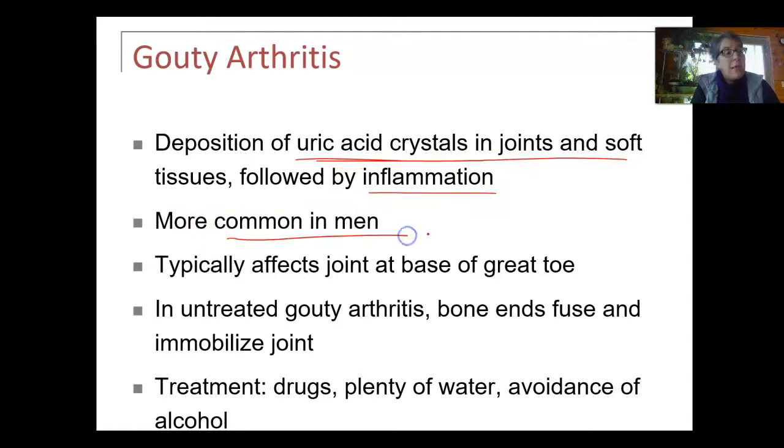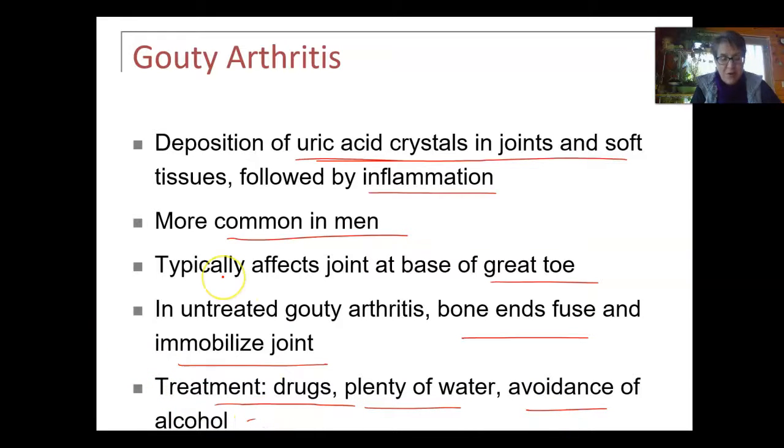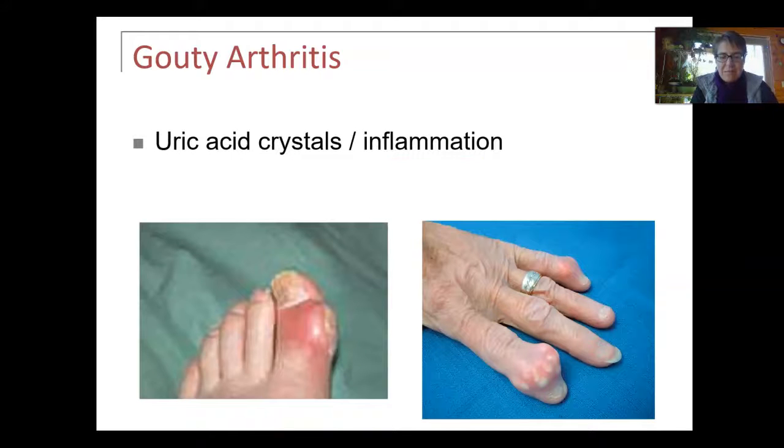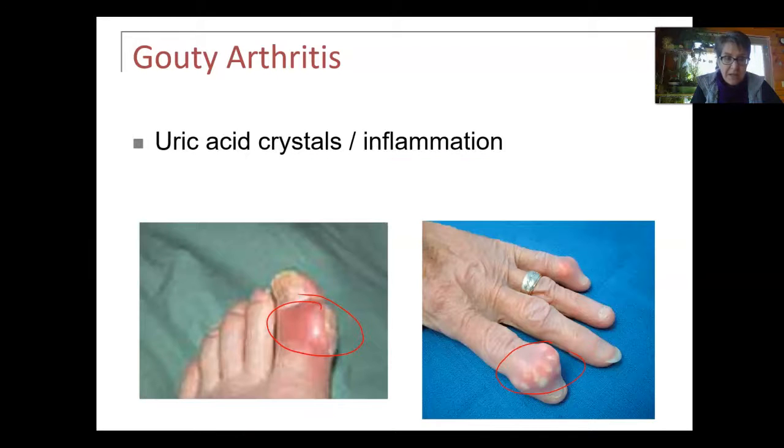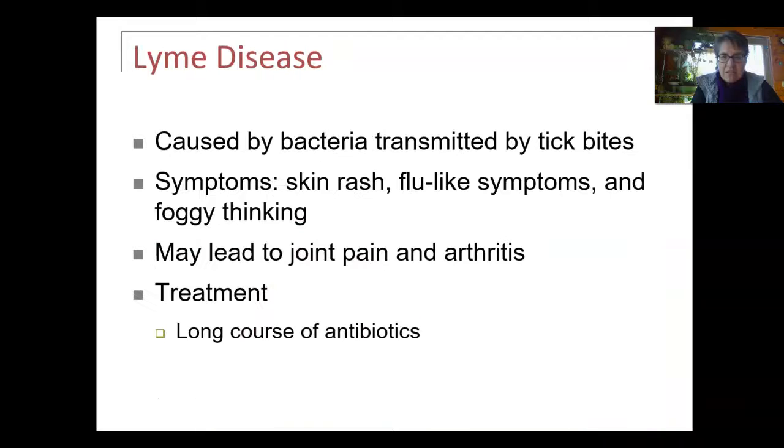Gouty arthritis is where I get uric acid crystals forming in joints and inflammation. Oh, good. Well, this one's more common in men. There you go, guys. Typically in the toes. If it's not treated, the bone ends will fuse and you will no longer be able to wiggle your toe, have a joint to move. Here's your treatment. Drugs, water, and avoidance of alcohol. Is that going to be possible? But here is some gouty arthritis in the finger, in the toe, with those uric acid crystals. Dehydration helps flush urea out of the body before it sticks around and can turn into these uric acid crystals.